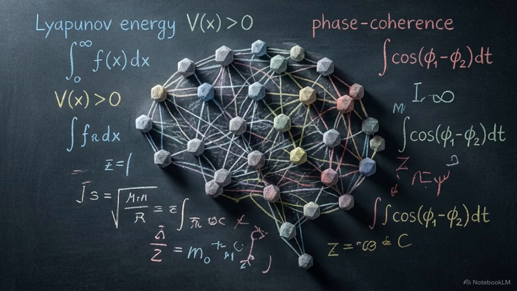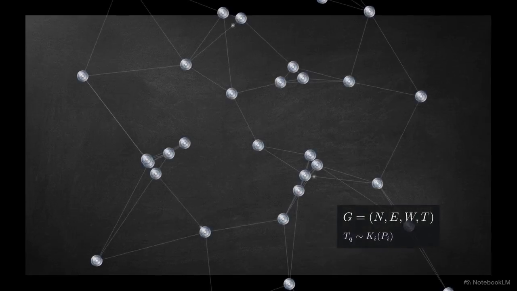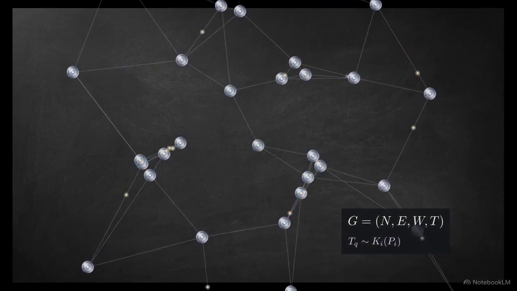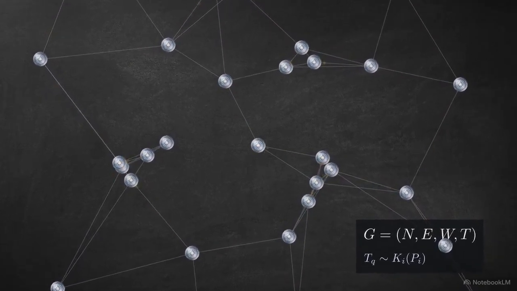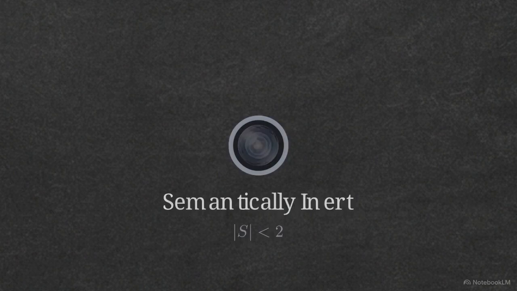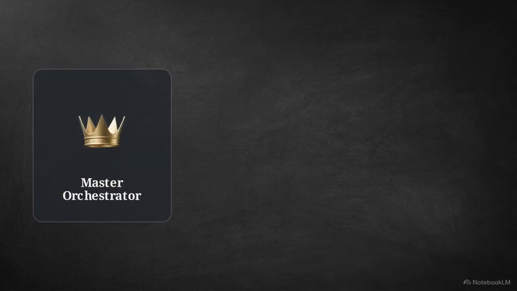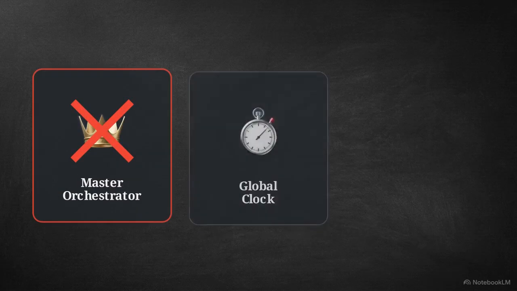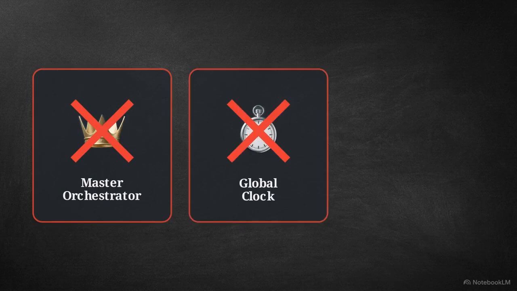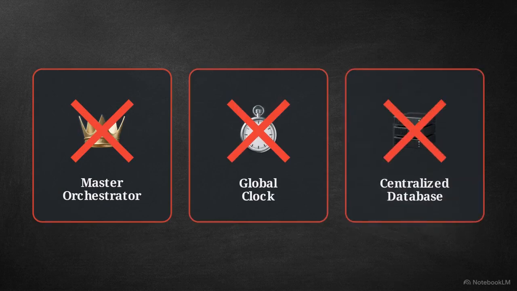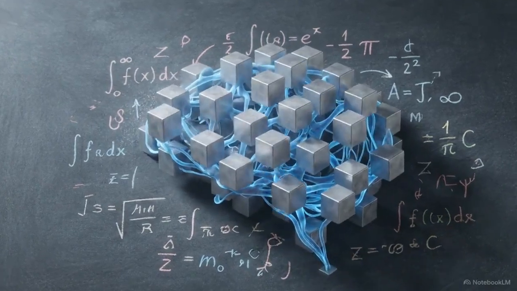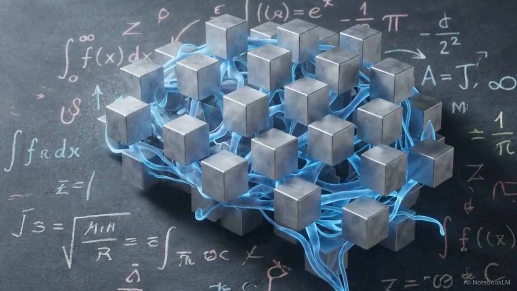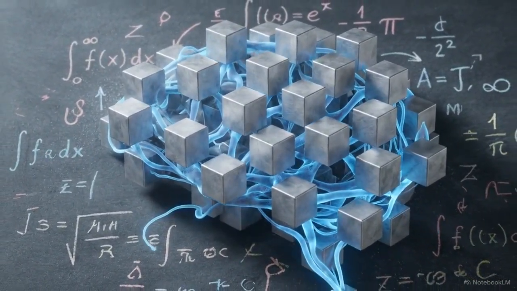this massive energy bottleneck. The framework rests on a single foundational axiom: cognition emerges exclusively from decentralized, local interactions between autonomous agents. Individual neurons are semantically inert in isolation. In this system, there is no master orchestrator. There is no global clock dictating computation cycles, and no centralized database storing memories. To replicate true general intelligence, we must stop building top-down calculators and start engineering self-modifying autonomous graphs.